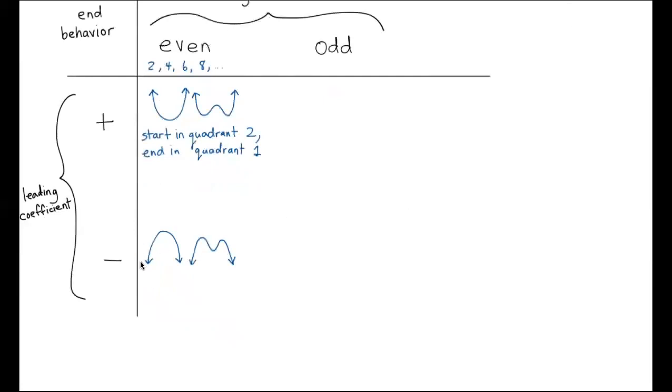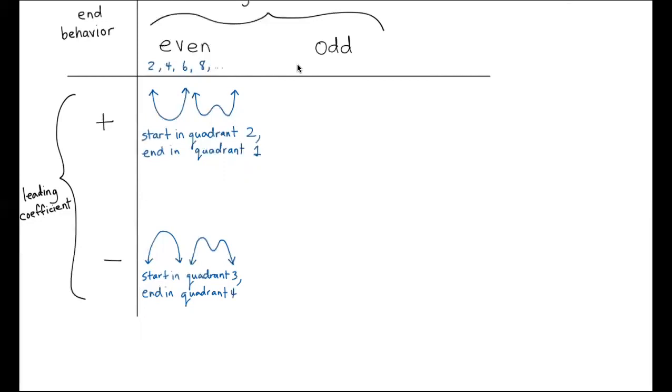What happens here at the ends is the same. It's always going to start in this bottom left-hand corner, that's quadrant 3, and it's going to end in quadrant 4. So as long as we've got even, it's going to have the same end behavior depending on this leading coefficient. Then let's talk about odd ones a little bit.